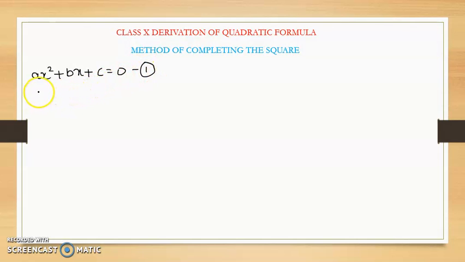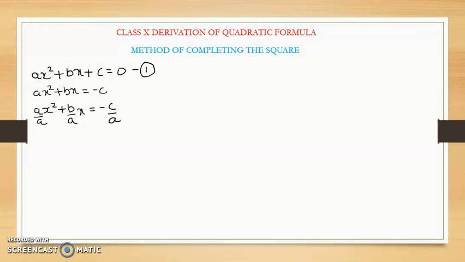Now I can rewrite this as ax square plus bx is equal to minus c. This c I have taken to the right side. Now if I divide by the coefficient of x square, what is the coefficient of x square? It is a. If I divide by a on both sides, the a and a will be cancelled. So I can write it directly: x square plus b upon a x is equal to minus c upon a.